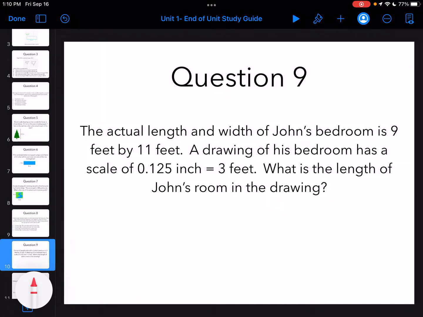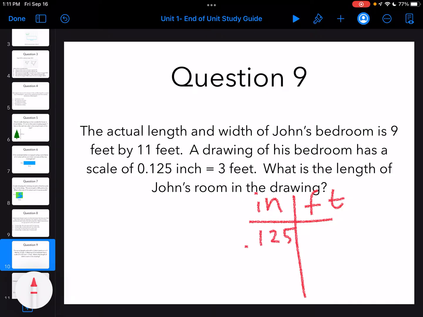The actual length and width of John's bedroom are 9 by 11 feet. A drawing of the bedroom has a scale of 0.125 inches equals 3 feet. What is the length of John's room in the drawing? So I have inches and feet. I know that I've got 0.125 and I've got 3. And it says the length came first, so that means 9 is the length. So I'm going to put a 1 there and a 9.